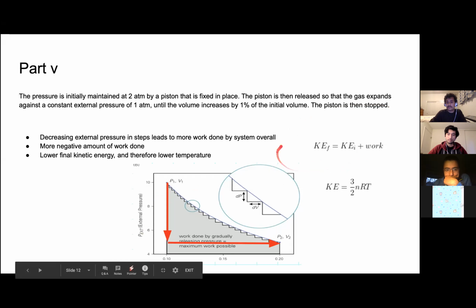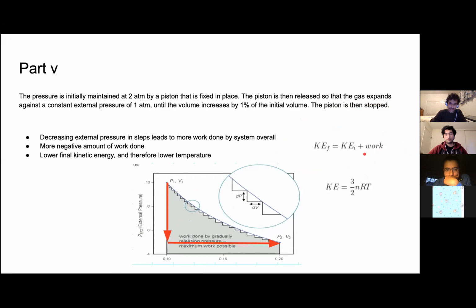Let's go back to our conservation of energy equation. If more work's being done, that work value is going to be more negative compared to what we calculated in part 2. So if this term's more negative, our final kinetic energy is going to be lower. And as we saw before in the previous part, lower kinetic energy means a lower final temperature. So that's the main idea here, comparing the differences between a constant external pressure expansion versus reversible expansion. But yeah, that is all I have for this question.